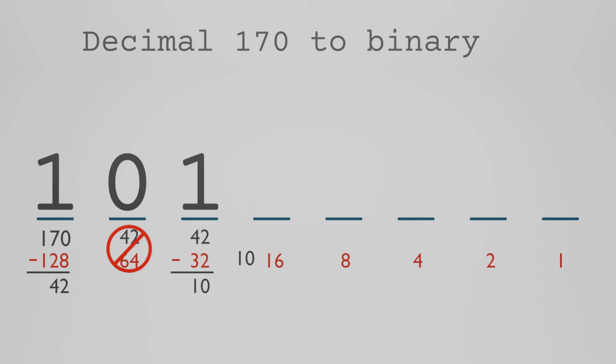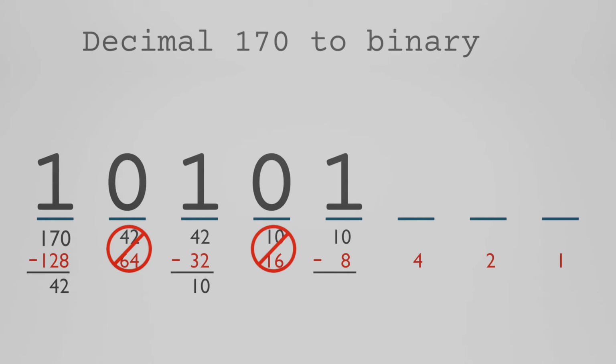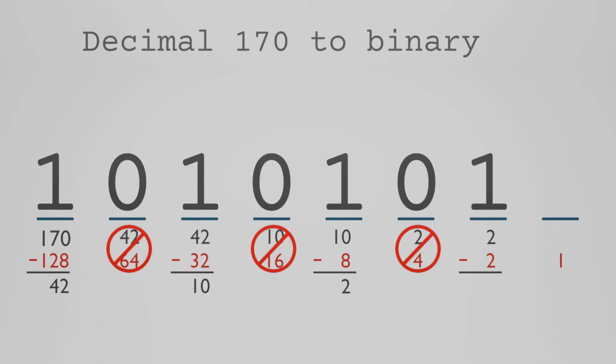Moving again, 10 isn't greater than or equal to 16, so a binary 0 goes there, and we move to the next position, which is 8. 10 is greater than or equal to 8. Subtract 8 from 10, that leaves 2. 2 isn't greater than or equal to 4, so a 0 goes there. Now next, 2 is greater than or equal to 2. In fact, it's exactly equal, so put a binary 1 there, and 2 minus 2 leaves 0.